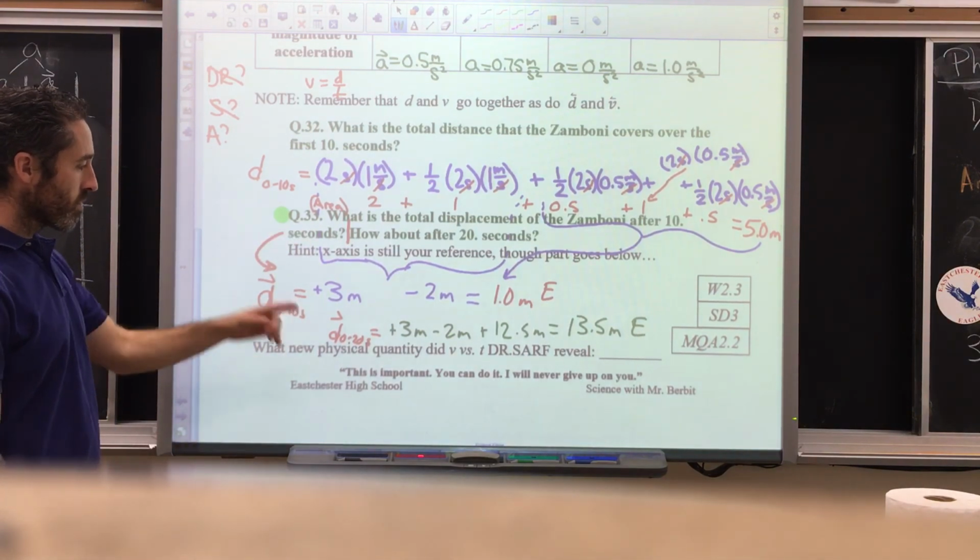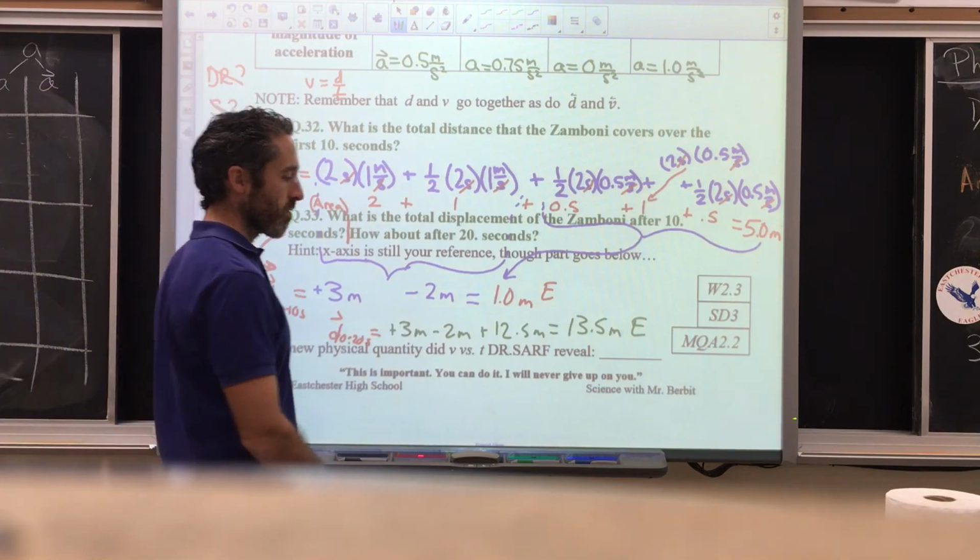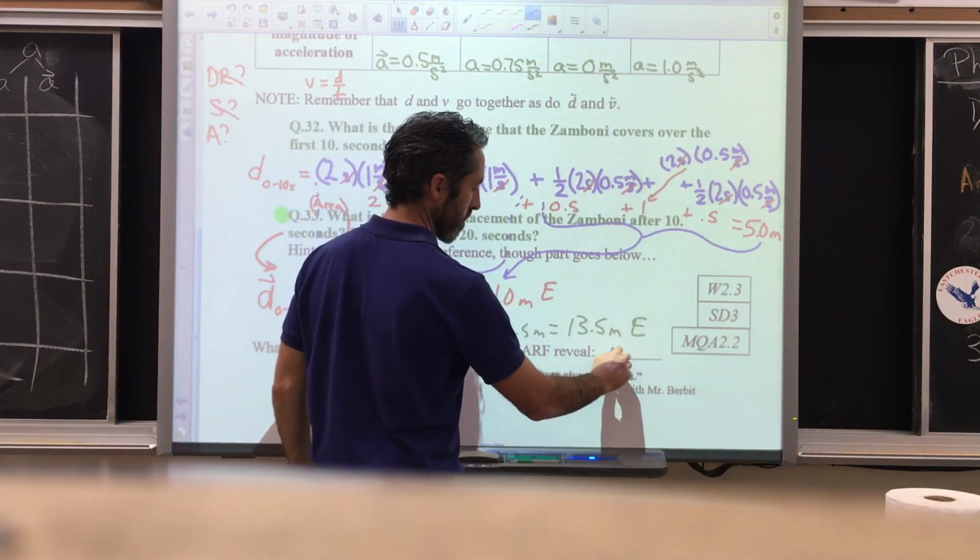Good. What new physical quantity did V versus T reveal? The new one was acceleration.